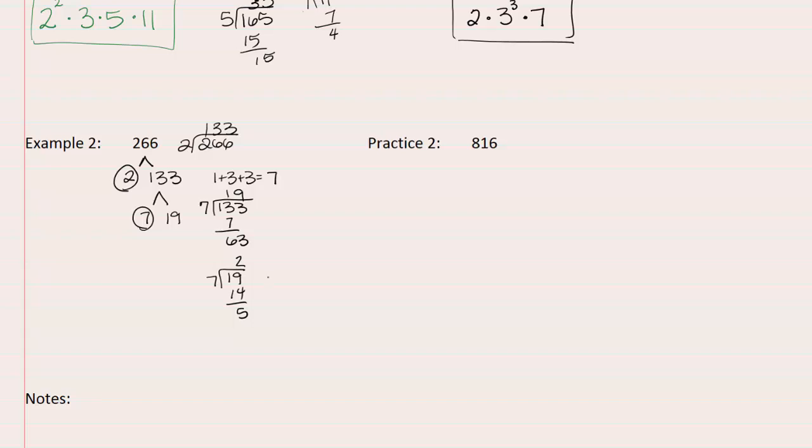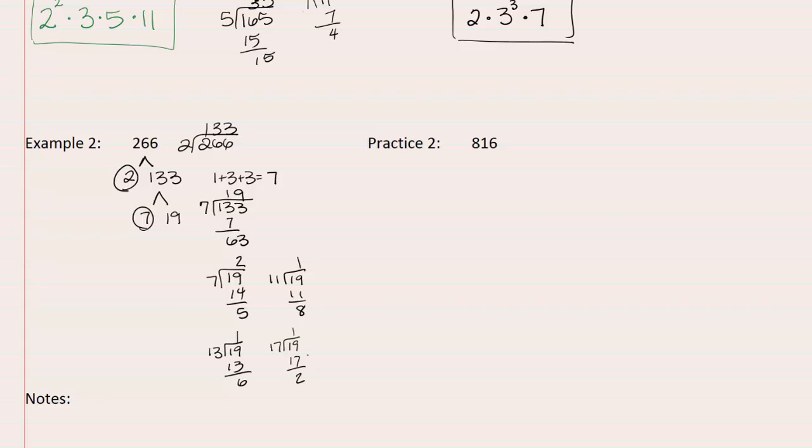11 was our next smallest prime, so does 19 divide by 11? No. Our next smallest prime is 13. Does 19 divide by 13 evenly? No, it has a remainder. Next would be 17. Does 19 divide by 17?